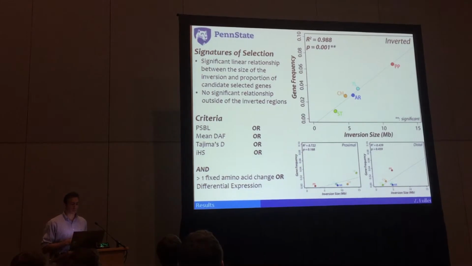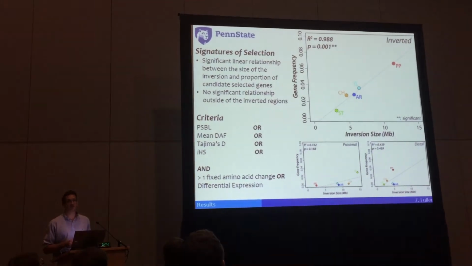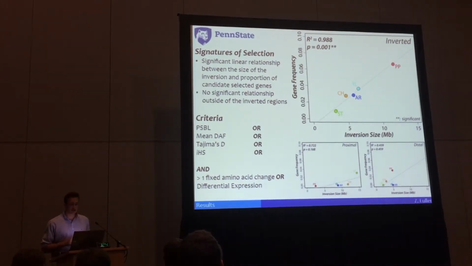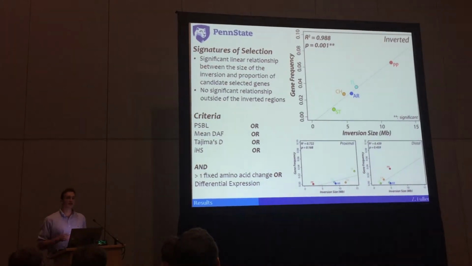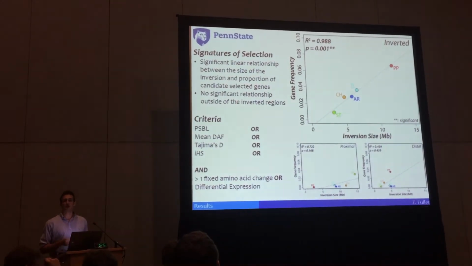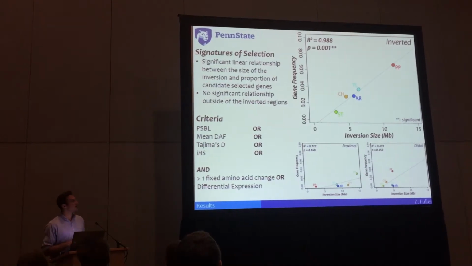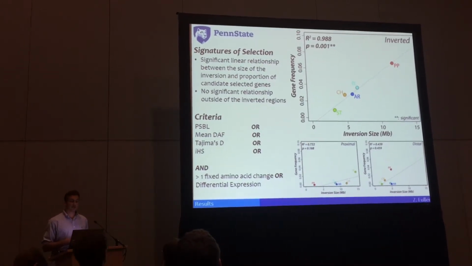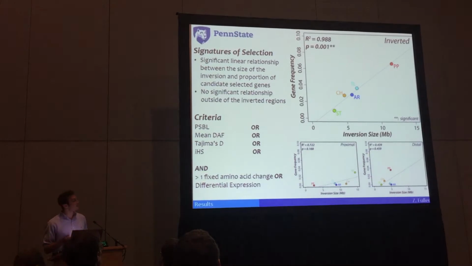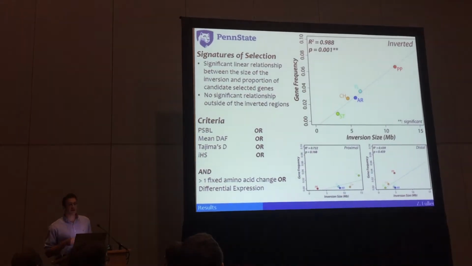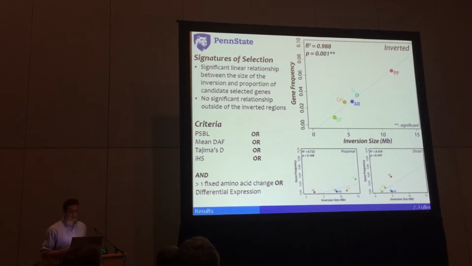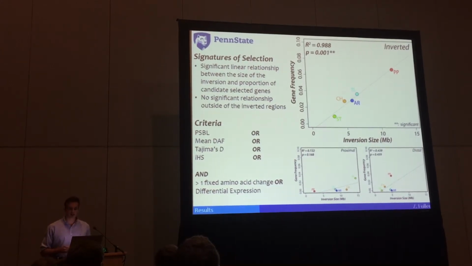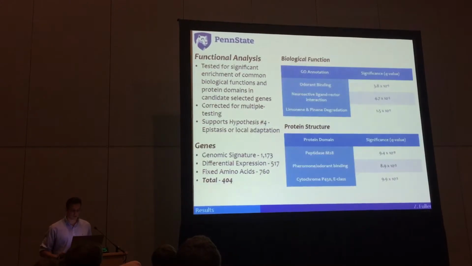And what we find is that the proportion of genes showing evidence of adaptive evolution is directly related to the size of the inversion. There have been previous theoretical models that predicted that if inversions are established with their indirect effects of suppressed recombination, the number of loci involved in local adaptation or epistasis would be directly related to the size of the inversion. We can see that relationship here in our data. We did not get a significant relationship in the uninverted proximal or distal regions of the chromosome.